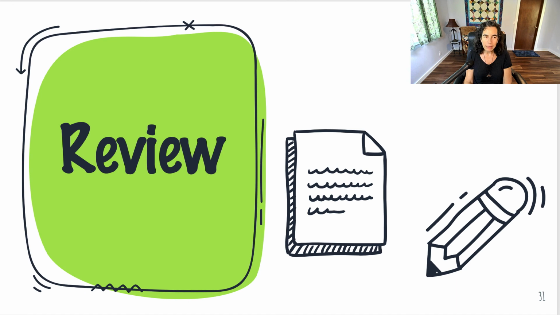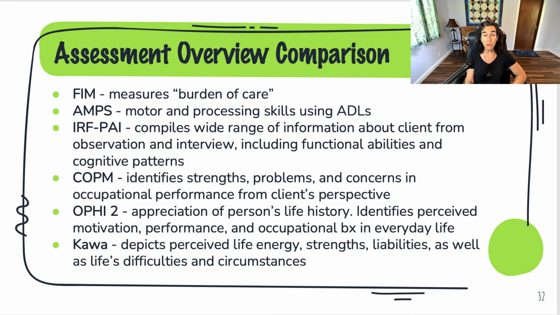All right, so please go back and review these. As I said, go back and review the resources, your readings, the slide deck, etc. And here is a review slide that compares the 3 instruments. So the FIM, the kind of catchphrase is burden of care. The AMPS is motor and processing skills around ADLs, and the person's going to choose 2. The IRF-PAI is a wide range of info, including functional abilities and cognitive patterns.